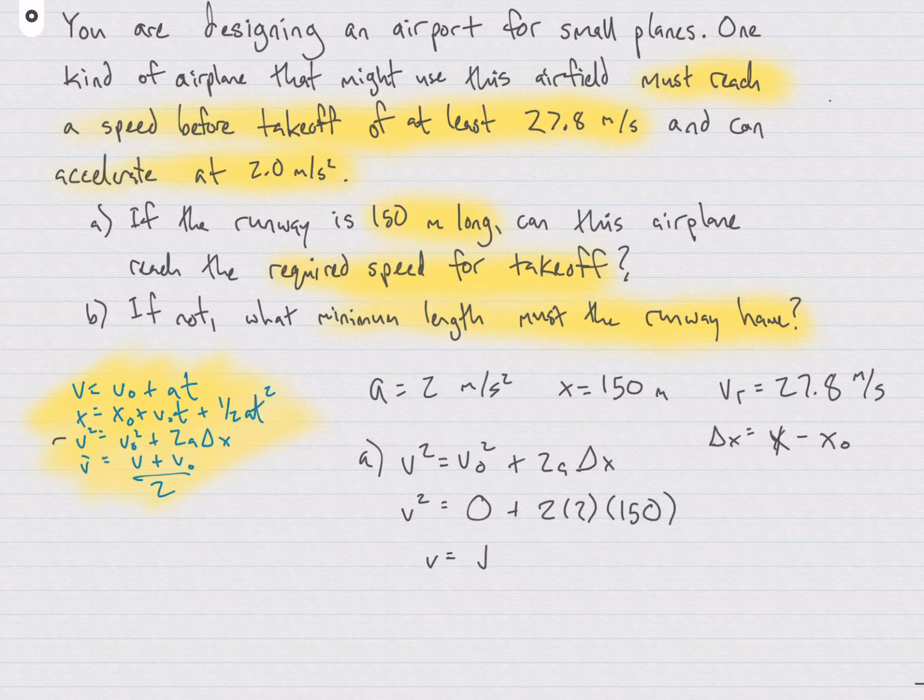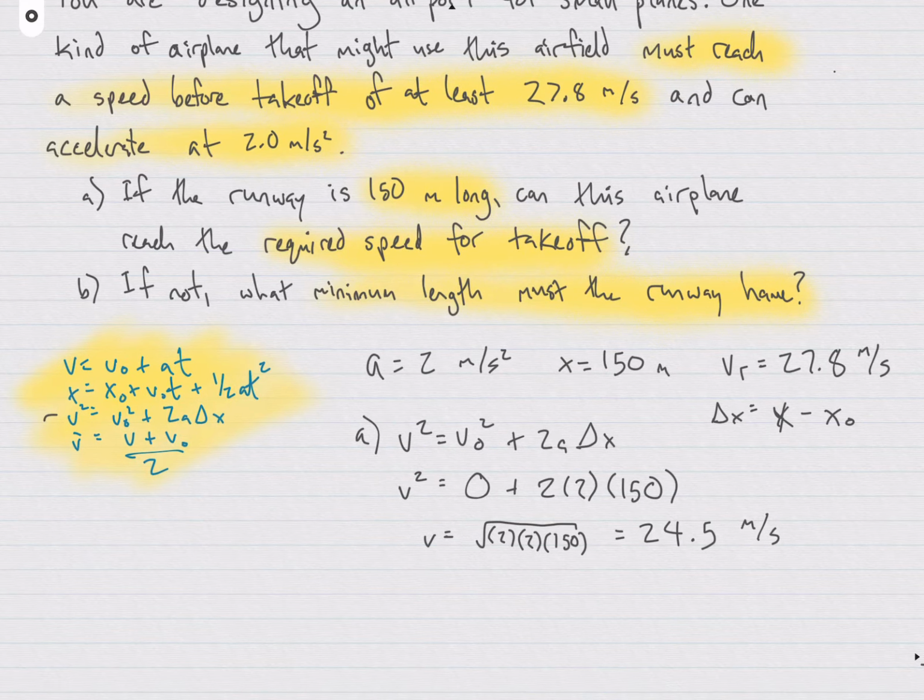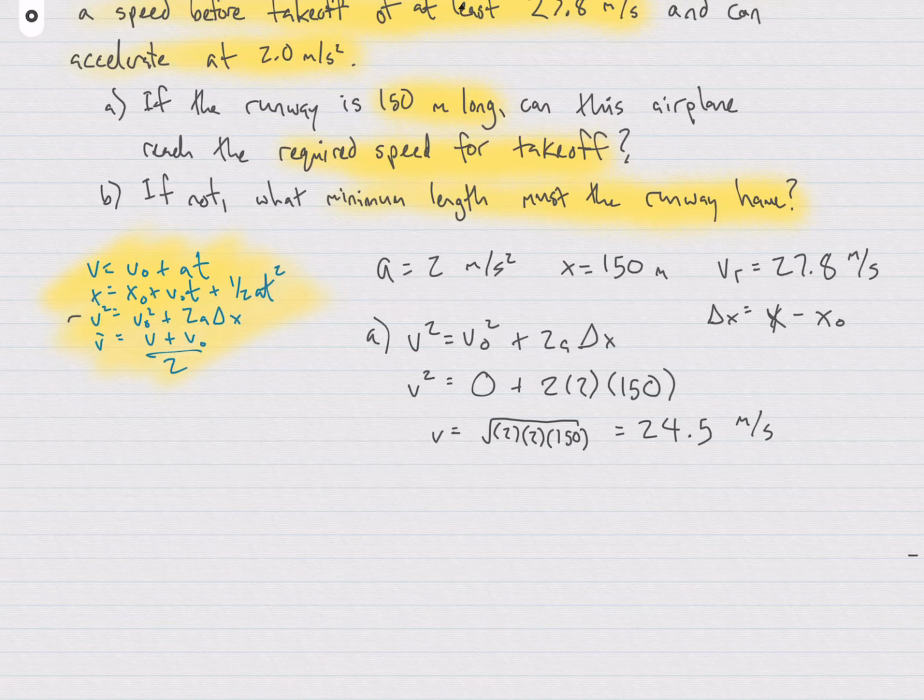And now I'm going to take the square root of this. So this is going to be equal to the square root of 600, which is 24.5. And you'll notice that what we're looking for is 27.8. So 24.5 is less than 27.8. So we did not reach the required speed. So the answer here would be no. We did not reach the required speed.